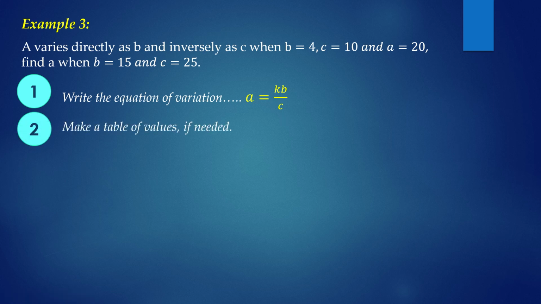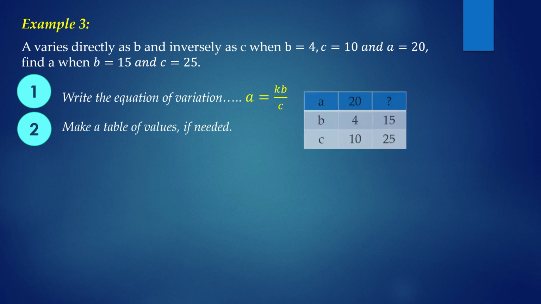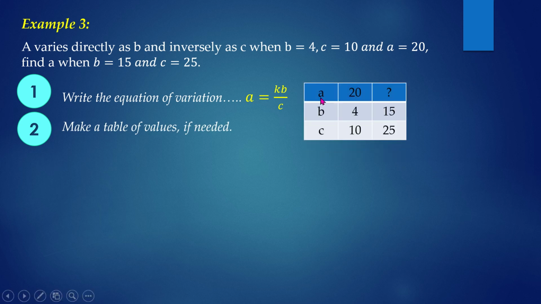Then, make a table of values if needed. So, since nagduha-duha man ang values sa A, B, and C, so, ito is what? The first set of values sa A, B, and C kay if A is 20, B is 4, C is 10. Then second set of A, B, and C, missing ang A, find A man. So A is question mark, B is 15, C is 25.